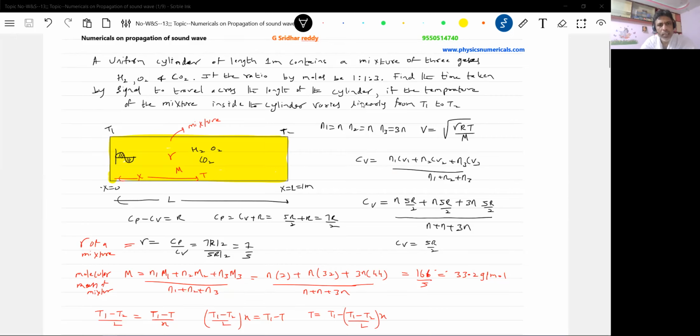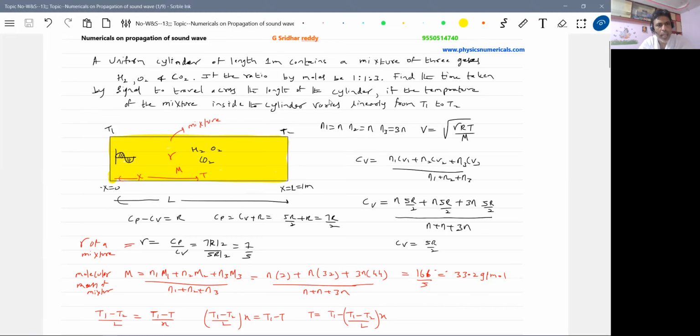So we have here a uniform cylinder of length 1 meter. This cylinder contains a mixture of 3 gases: hydrogen, oxygen, and carbon dioxide. The ratio of moles is 1:1:3. Find the time taken by the signal to travel across the length of the cylinder if the temperature of the mixture inside the cylinder varies linearly from T1 to T2.